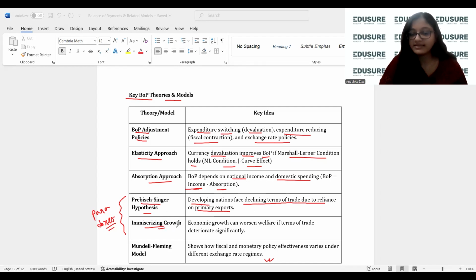And then you have immiserizing growth, where economic growth can worsen the welfare and terms of trade. They can deteriorate that significantly. That is what is given by immiserizing growth. And the final is the Mundell-Fleming model, which shows how fiscal and monetary policy effectiveness varies under different exchange rate regimes. If you want to know more about the Mundell-Fleming model, you can check out Mahima ma'am's video that is there in the portal. Otherwise, if you have any questions, I can also make a separate video on this later on.